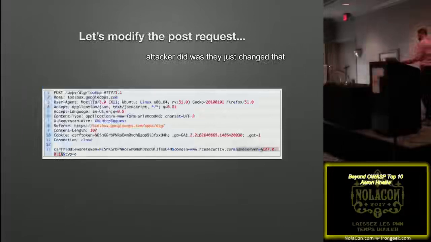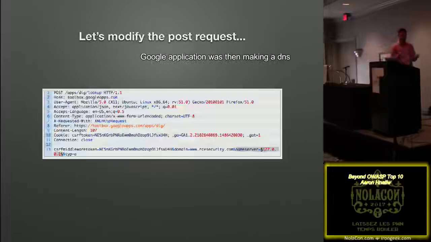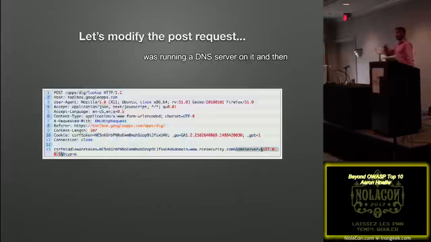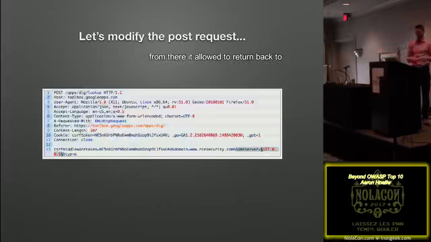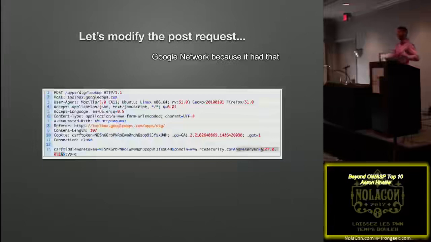What the attacker did was they just changed that name server to 127.0.0.1. For those of you that don't know, that's the loopback interface. So the Google application was then making a DNS request, a dig request, to itself, and it was running a DNS server. From there, it allowed it to return back to the attacker all the DNS information it had through enumeration, all the DNS information for the internal Google network, because it had that internal interface as well.